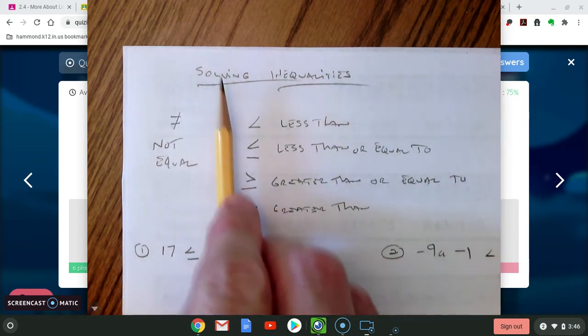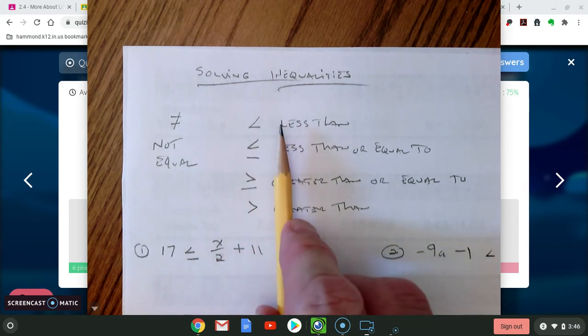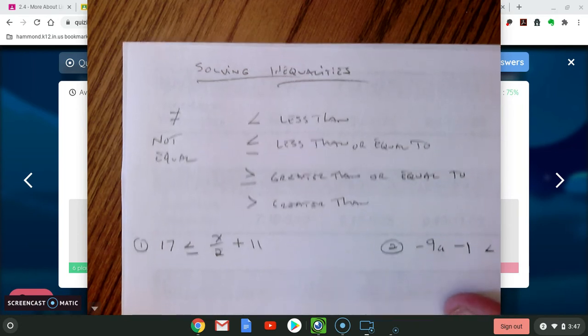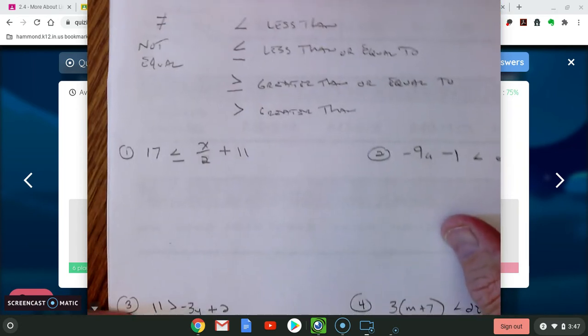And we read these from left to right. Whatever's on the left side is less than the thing on the right side, okay? Sometimes we end up with the variable over here, and we'll see what happens with that momentarily. So first, let's take a look at a couple of examples.